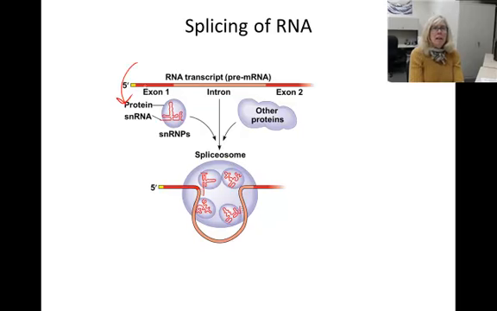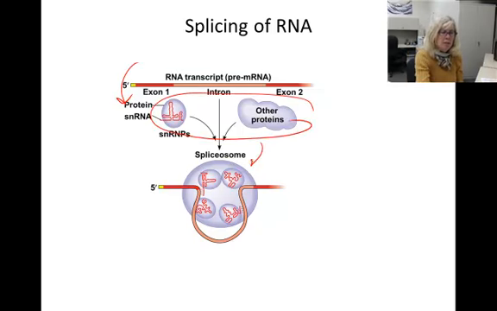The snRNA combines with proteins to create a small nuclear ribonucleoprotein, which is abbreviated snRNP or SNRP. Several SNRPs and other proteins then combine together to create a large RNA protein functional molecule or machine that makes an active spliceosome. And it's this that binds to the mRNA.